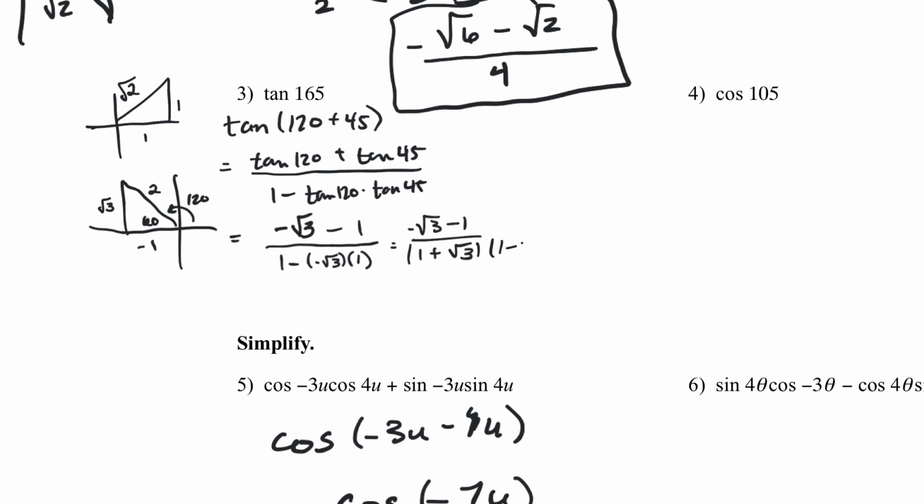On number 1, how'd you get negative root 6 minus root 2 over 4? I got root 6. Okay, so, can I ask if it's a question? Here we go.